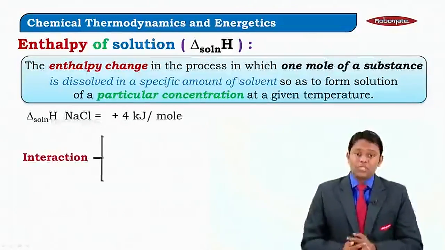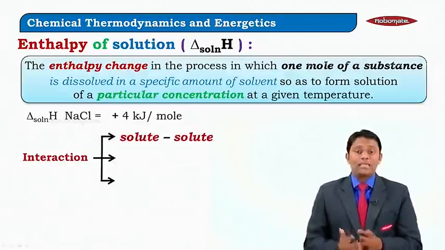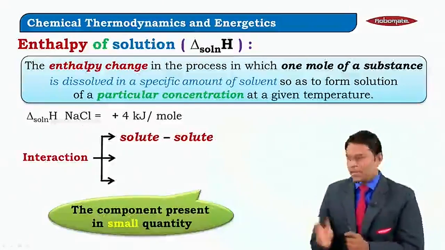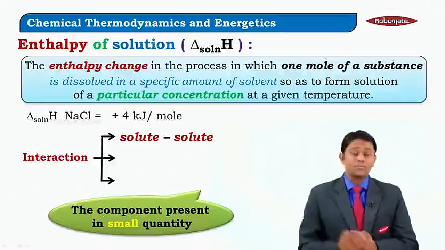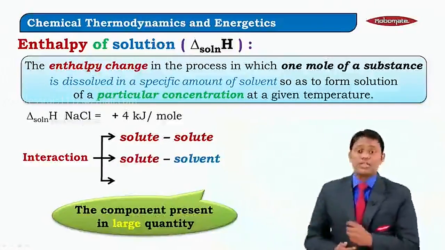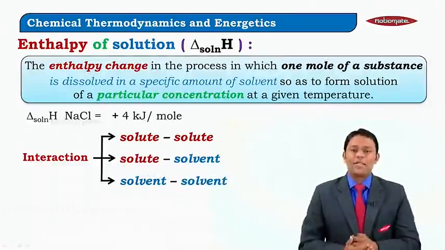In a solution, there are various types of interactions possible. The first one could be solute-solute. Solute-solute interactions are comparatively present in smaller quantity. Or it could be solute-solvent, in which there will be a larger quantity of such interactions. And lastly is solvent-solvent.